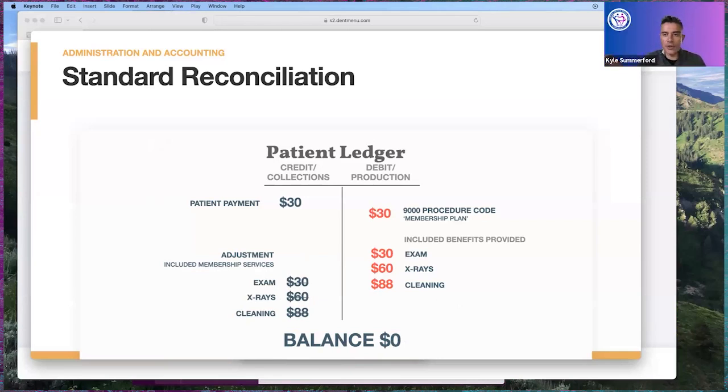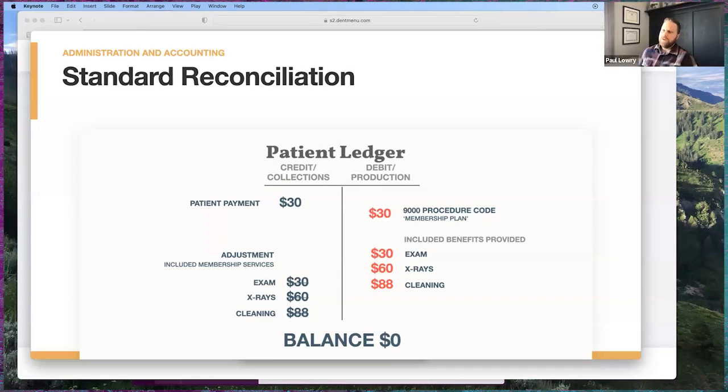So I would make a generic code, whatever I'd like, in my practice management software. And the description would say membership plan, right? Right. And then I would make an adjustment description. Well, it's not really a code, but just a description for an adjustment. And that would be for included membership services. And then, yeah, it balances out. This makes perfect sense. This kind of answers our other members' question, which was how do you post this? How do you post to the account and adjust off treatment that's covered?